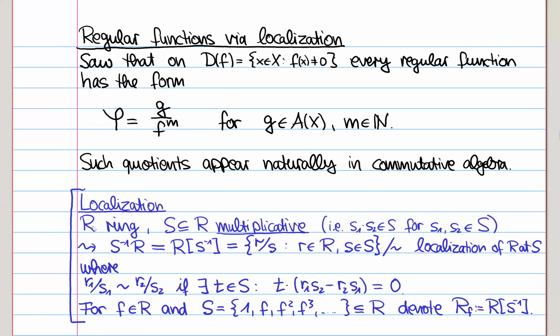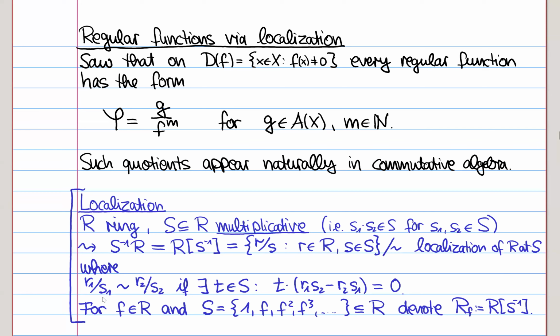As a reminder, for localization, if you have R a ring and S a multiplicative subset of R, which means that the product of any two elements in S is again an element of S, then we can define a new ring, sometimes denoted S inverse R, sometimes denoted R adjoin S inverse. This ring contains elements r divided by s, where r is in R, s is in S, and such fractions modulo some equivalence relation. This will be the localization of R at S.